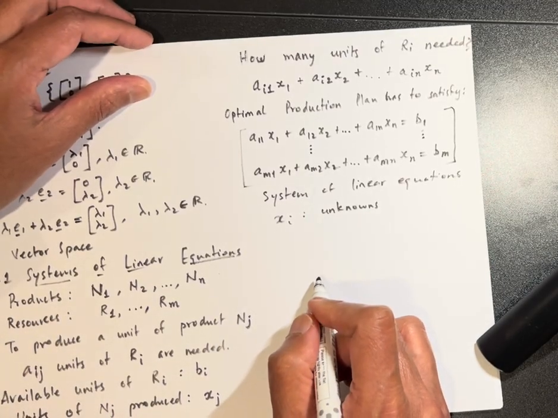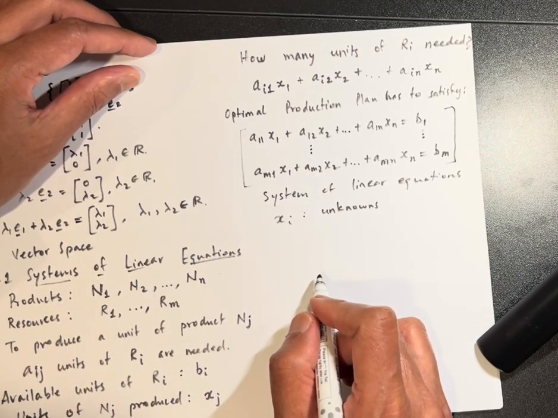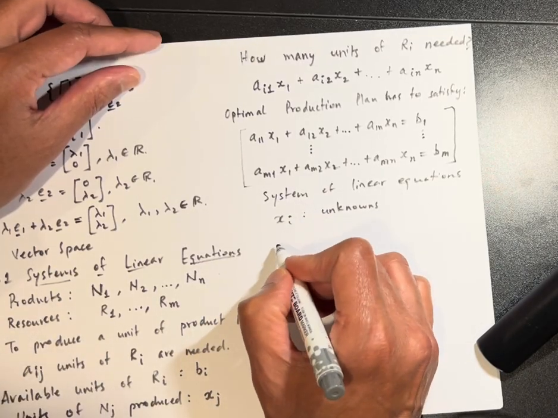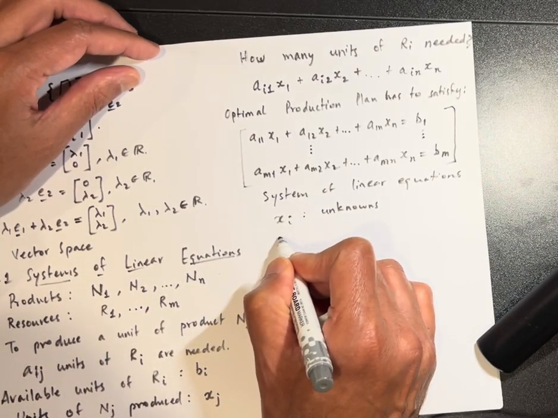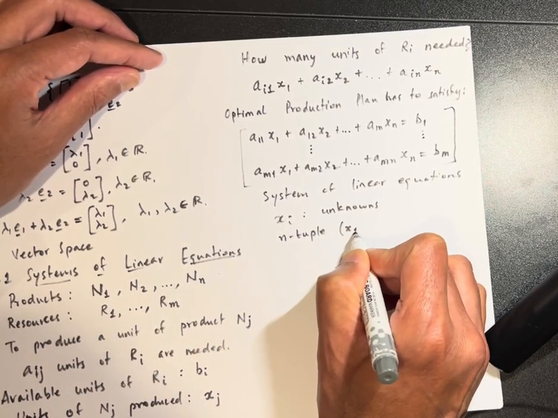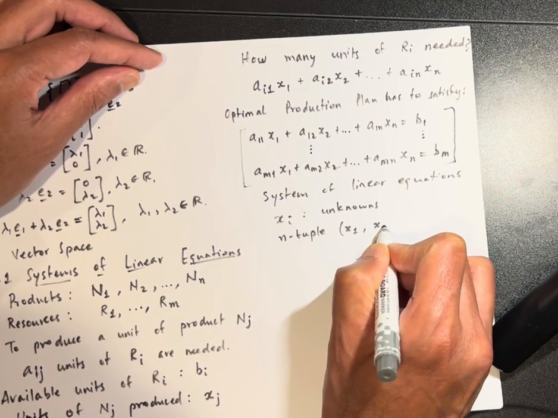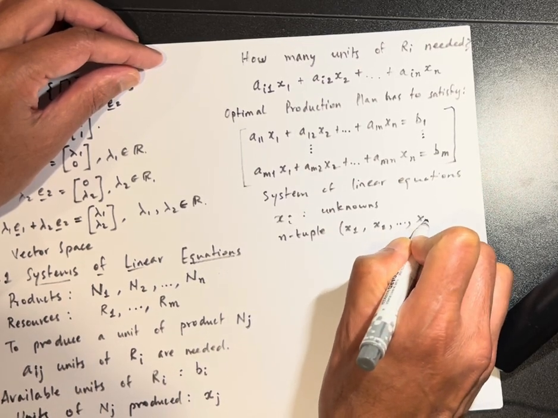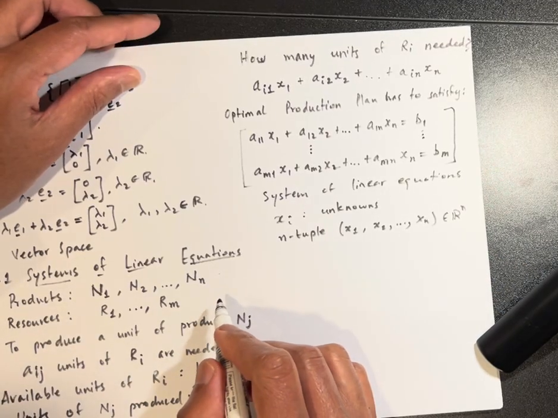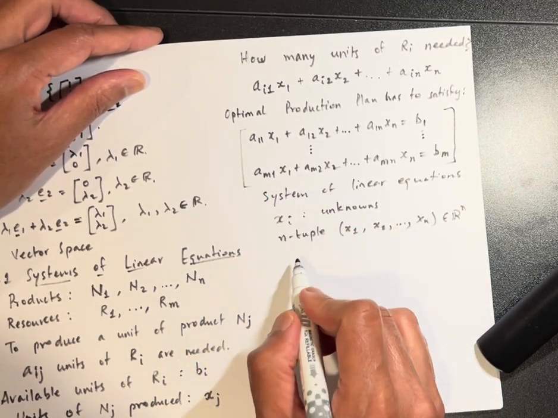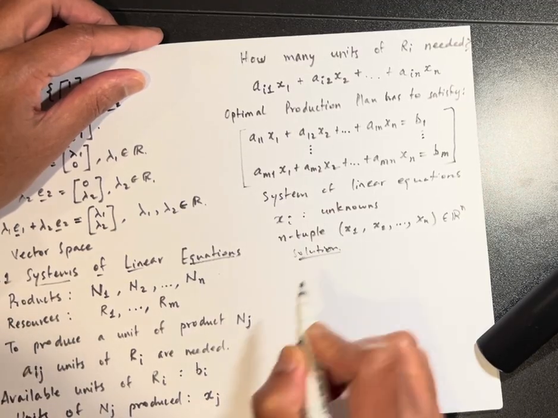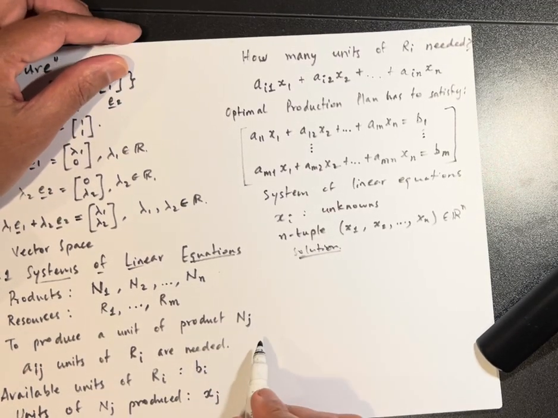Every n tuple, which is the same as an n dimensional vector, x in R^n, that satisfies these equations is called a solution. So those are the solutions of that system of linear equations.